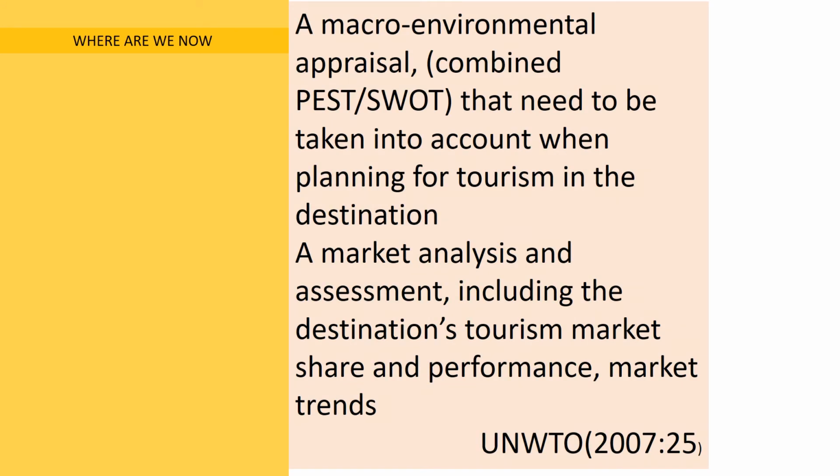So here are some of the areas that we talked about in terms of a situation analysis. We talked about a macro environmental appraisal, so PEST or PESTEL: political, economic, social, technological, legal and environmental. SWOT: strengths, weaknesses, opportunities and threats, strengths and weaknesses being internal to the organization and opportunities and threats being external to your geographical area. These need to be taken into account when planning for tourism in that destination. A market analysis assessment includes the destination's tourism market share and performance of market trends, UNWTO 2007.